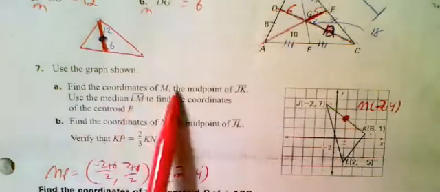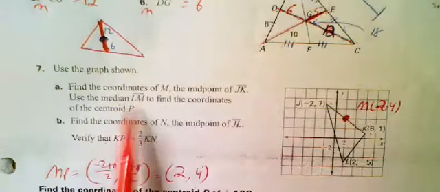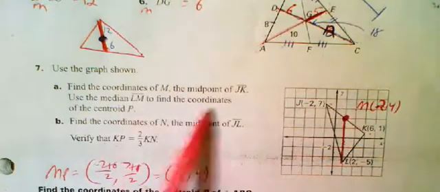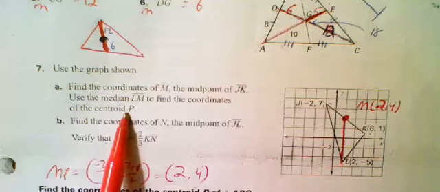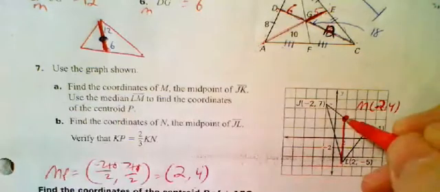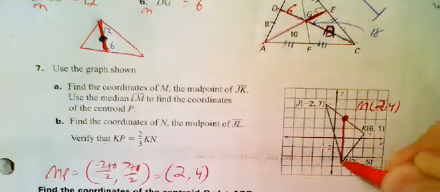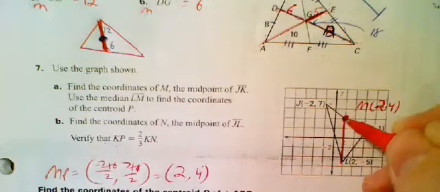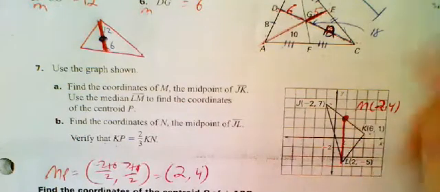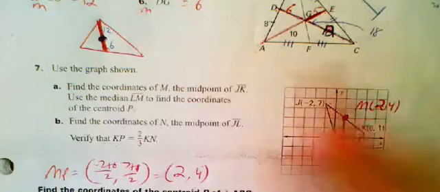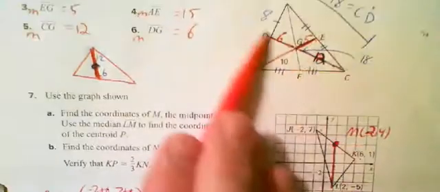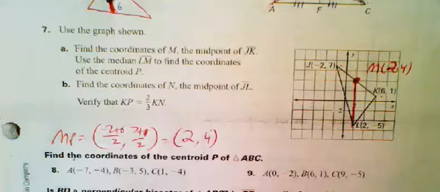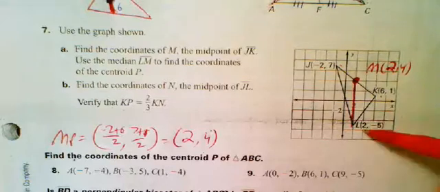And what's the next thing it says? Use the median LM, so that's this one, to find the coordinates of the centroid P. So again, we need to go 2/3 of the way from the vertex, or 1/3 away from the midpoint, whichever way is easier, to actually get this centroid. So I really need to know the entire length first, just like we did on the problems up here. If we knew the entire length, we could figure out the length of each piece. So they did this on purpose because the median is vertical. We can just count, right?